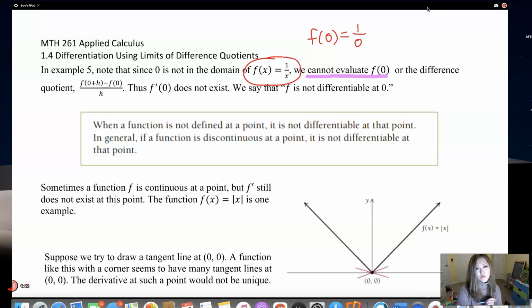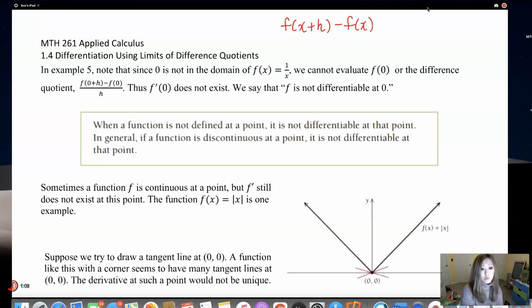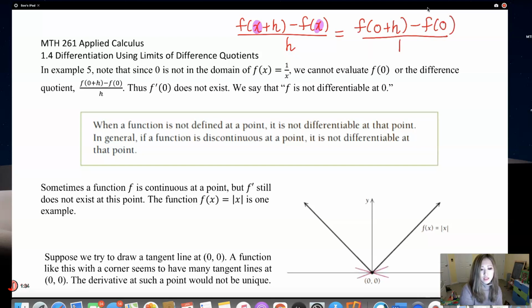But if you're trying to find the difference quotient at x equals 0, let me go ahead and write it down, because I think we memorize things if we keep on writing it. See, that's the difference quotient, right? If x is 0, I'm going to plug in 0 everywhere I see x. That will be f of 0 plus h minus f of 0, all over h, right?